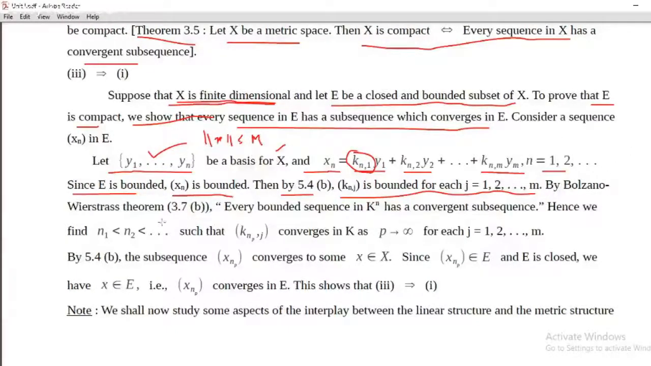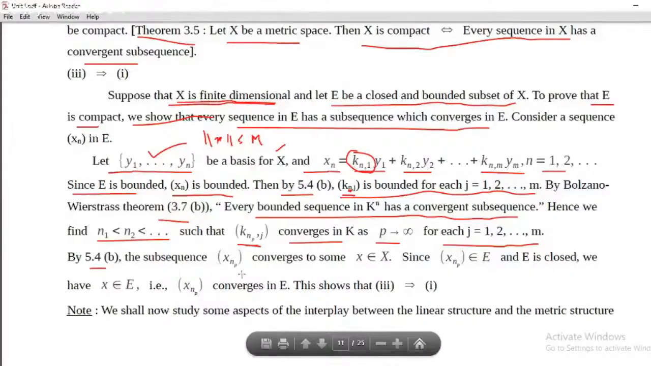Then by the Bolzano-Weierstrass theorem 3.7b, every bounded sequence in K^n has a convergent subsequence. So every sequence knj in K has a convergent subsequence. Hence, we can take a subsequence of the sequence knj, namely knpj, where n1 is less than n2 is less than, etc., that converges in K as p tends to infinity, for j equal to 1, 2, etc. The subsequence of kn1 is kn1,1, kn2,1, kn3,1, etc. For kn2, j is fixed, then kn1,2, kn2,2, kn3,2, etc., that converges in K as p tends to infinity.